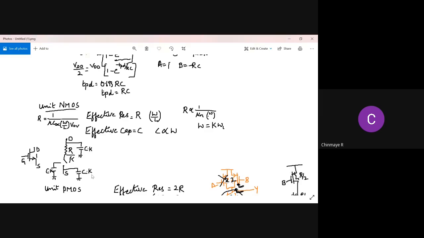And yeah, when you scale the width of the NMOS by a factor K, that is when you increase the width of an NMOS by the factor K, then what happens to the resistance? Resistance gets scaled down by K, whereas the capacitors get scaled up by K. So this is the RC representation not of a unit NMOS, but for an NMOS with width equal to K. Okay. So next we studied unit PMOS.